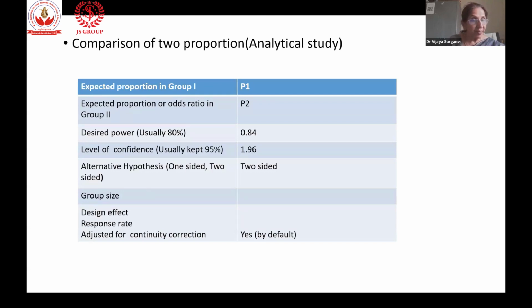Here we consider power, okay? So usually we take 80%. To increase the sample size, we can increase the power to 85, 90, 95. And for alpha level, at 95% confidence interval, we have a fixed value of 1.96. Similarly, for power, we get fixed values. For 80%, it is 0.84. For 90%, it is 1.28. We have fixed values. If you search in Google, you will get it.